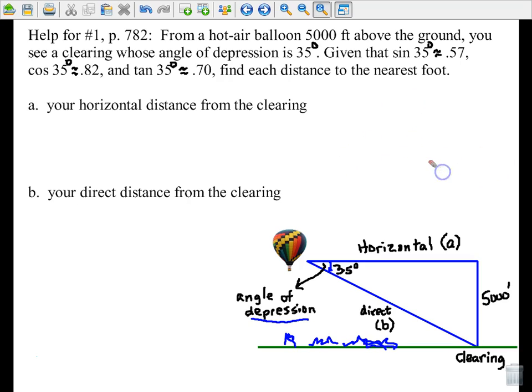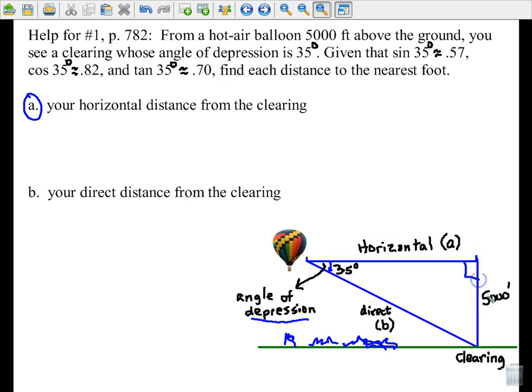All right, so now you're aware, and let's see if we can figure out the answers A and B. So what does this mean? Your horizontal distance from the clearing. So basically, we're talking about this distance, this horizontal line, and I've called it A simply because this is the answer that I'm looking for, 1A. All right, and you'll notice I'll do something similar with B when we get to that point. So really, I'm just looking for this side of this triangle.